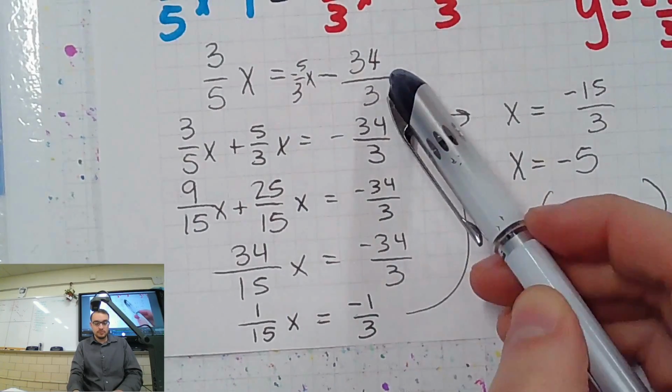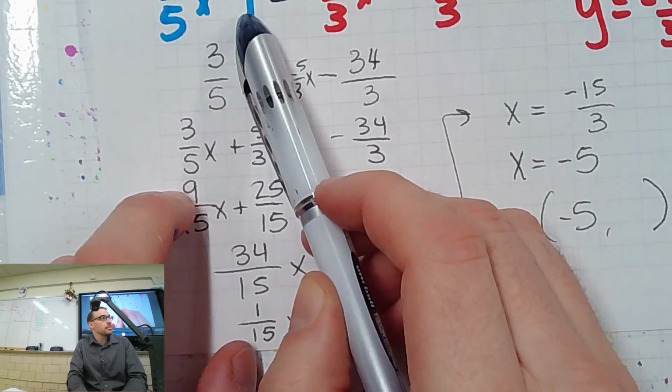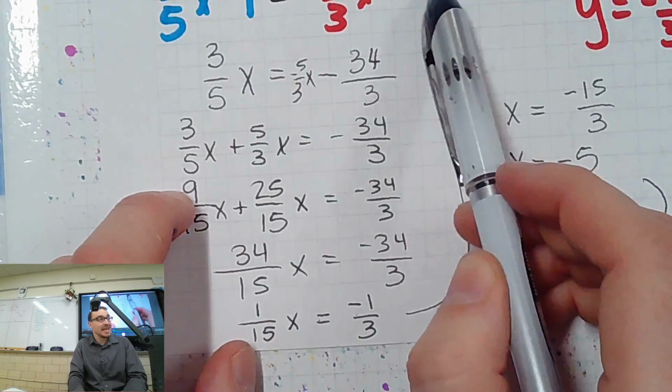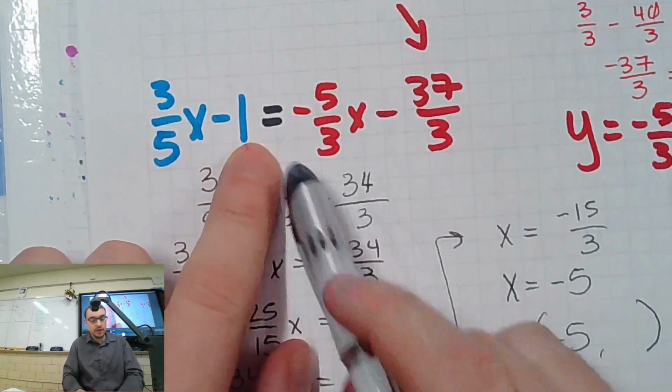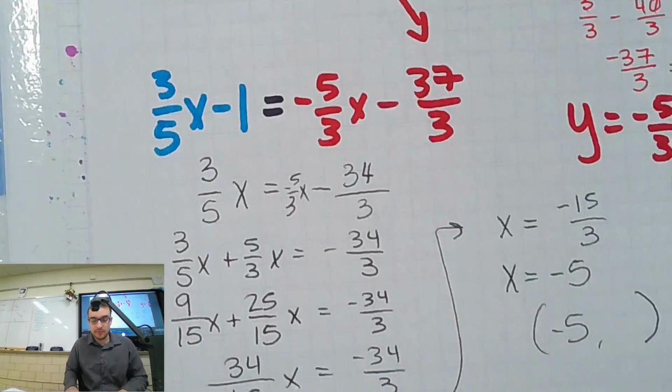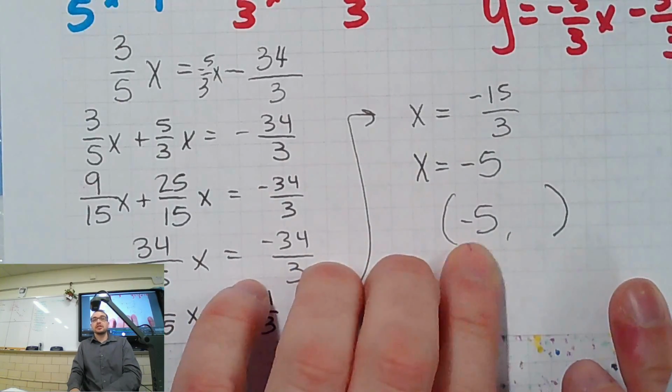Which 34? This one? If I add 1, that's 3/3, right? So when I add 3/3, I get negative 34 thirds. Right? Follow me? Okay, cool. So we get negative 5. What I need you to know is what you do after you get the negative 5. What do you do?